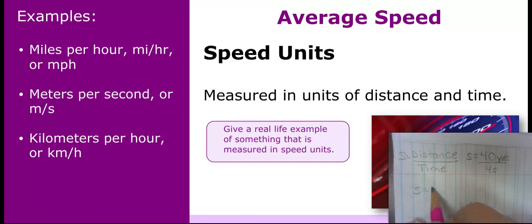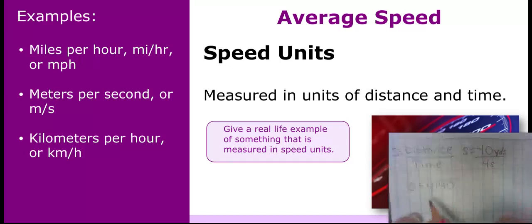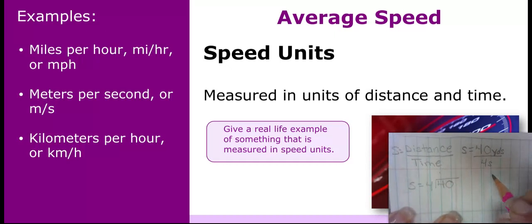Speed equals, my denominator goes on the outside. My numerator goes on the inside. 4 goes into 4. Oh, I need to go over here and do my multiplication. My 4.